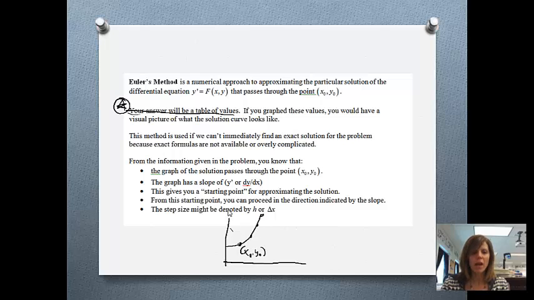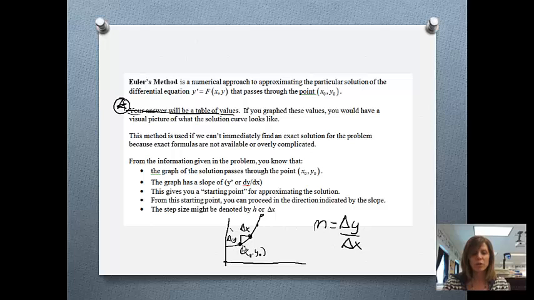Instead of dy dx, we're looking for the slope. I'm going to start with this point, and I want to get to this next point. So we're going to follow the slope, which is rise over run. The rise is going to be the difference between the y values, and we'll call that delta y, the change in the y values. And the run is going to be the difference between the x values, which we'll call the change in x. So our slope is going to be delta y over delta x.